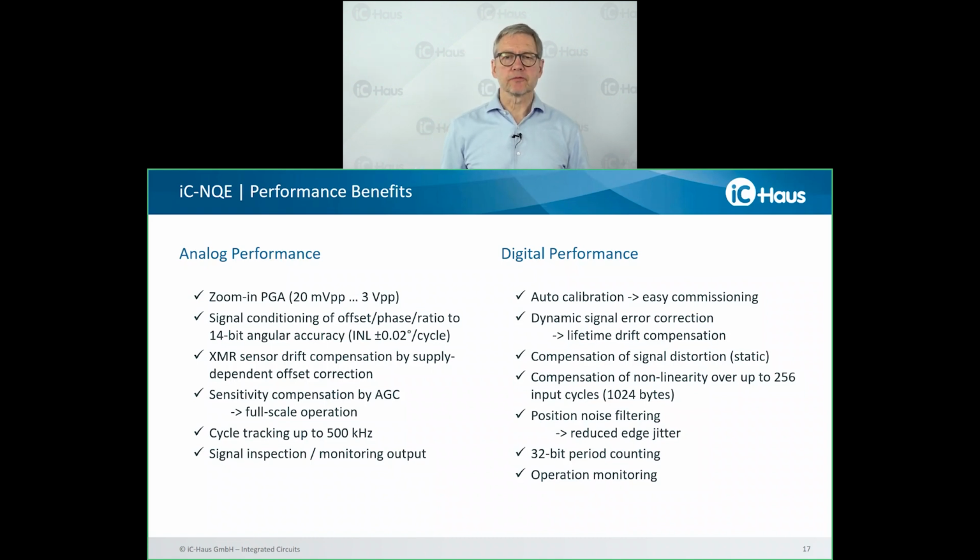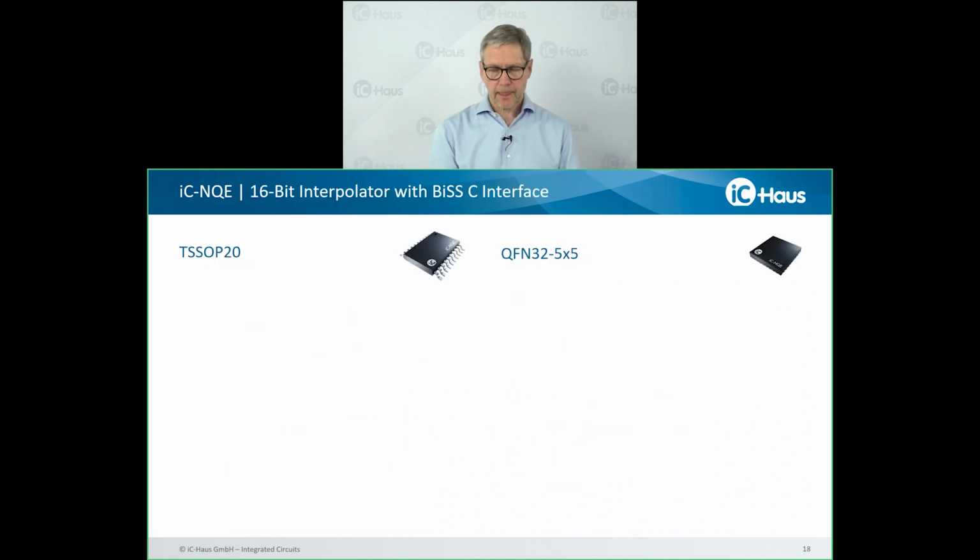For the compensation of distortion, that's a static correction, we can do it with 1 kilobyte of data, so that we can compensate the nonlinearity over up to 256 input cycles, individually per input cycle. Then we added noise filtering, which can be switched off or switched on, and in certain levels, so this fights edge jitter. Besides, on the digital engine, there's a 32-bit period counting, allowing you a very long travel distance to recognize input cycles, and of course we have a lot of status bits for operation monitoring.